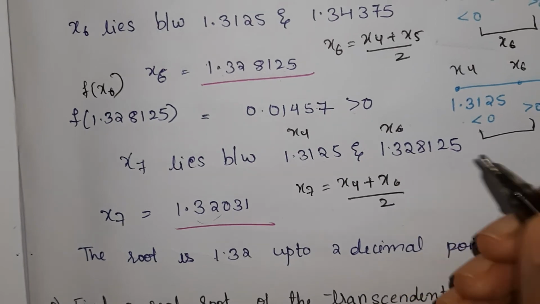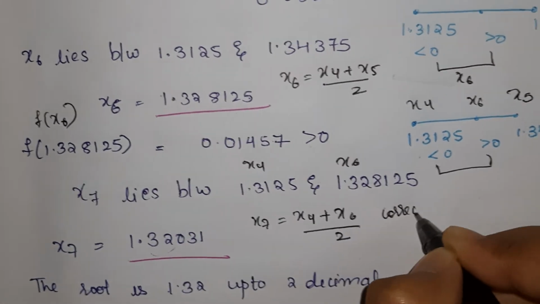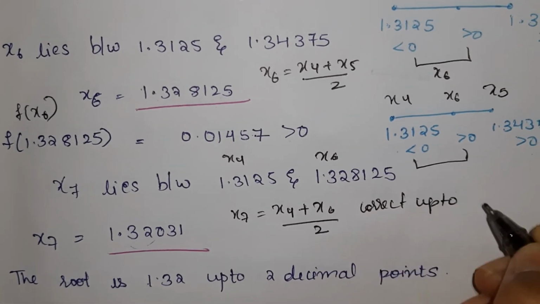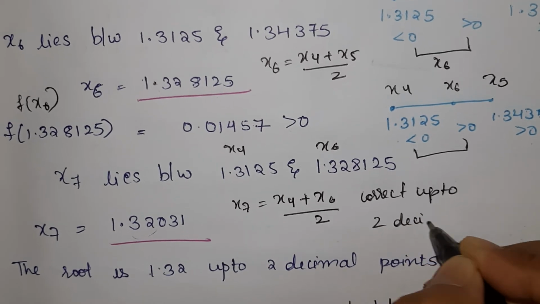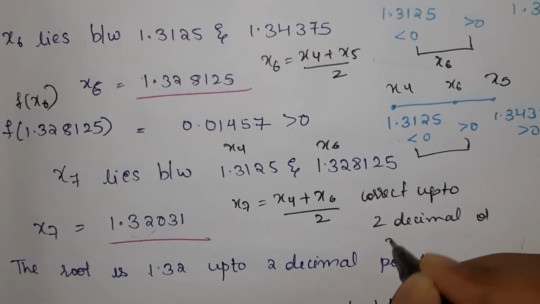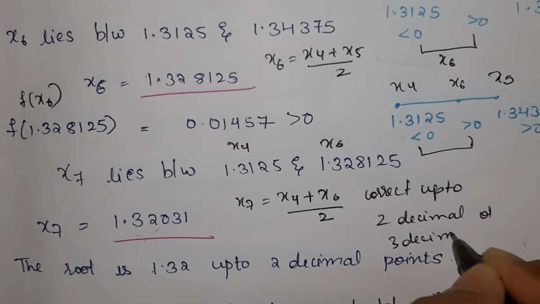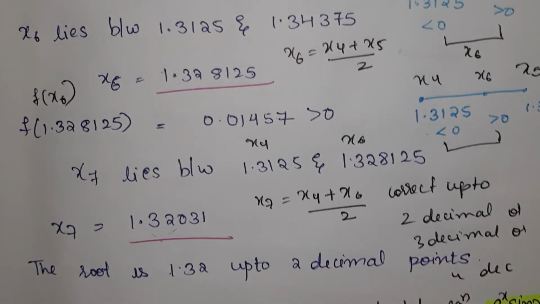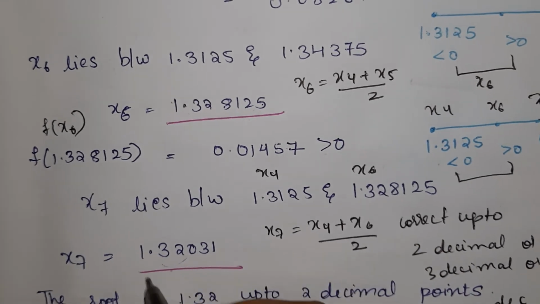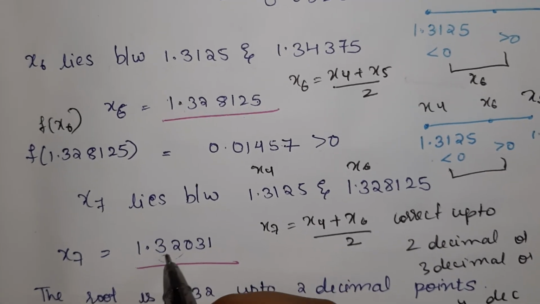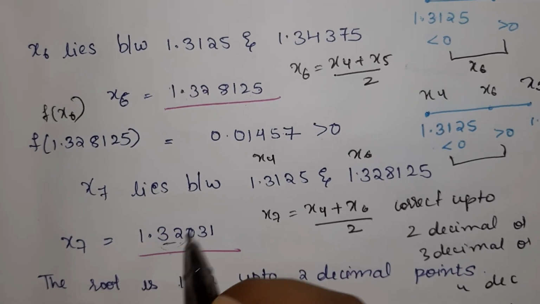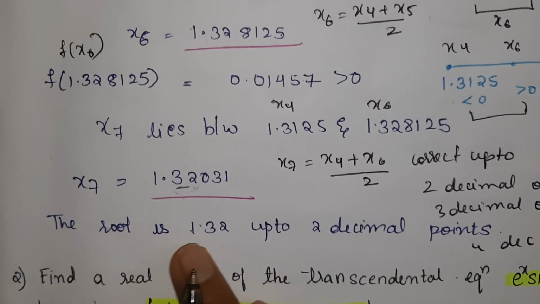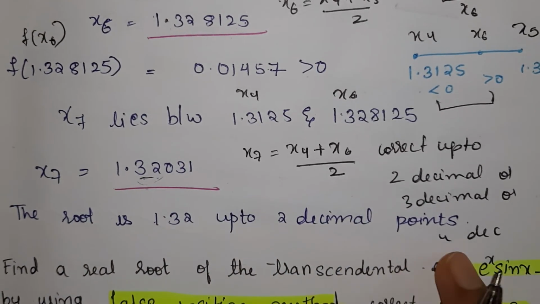Sometimes they'll ask correct up to 2 decimal or 3 decimal or 4 decimal places, from an exam point of view. But here they didn't mention anything, so let's just stop here. We got 2 decimal places matching, correct up to 1.32. So the root is 1.32, correct up to 2 decimal places.